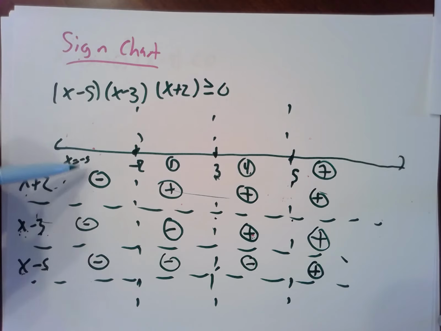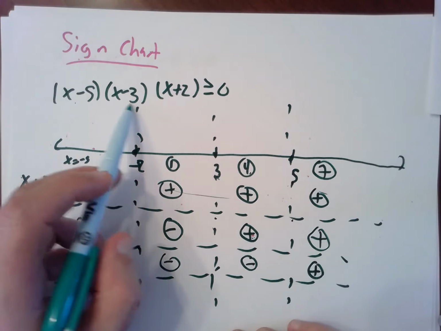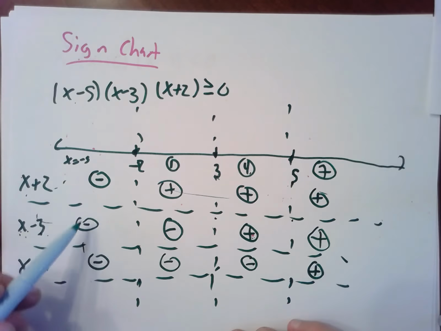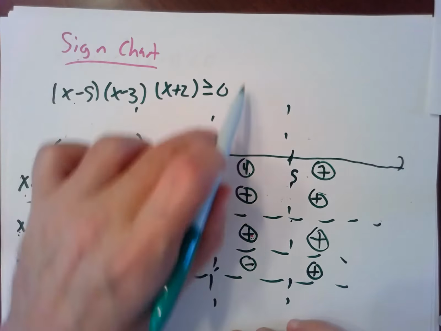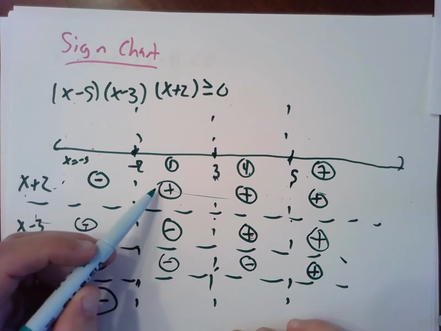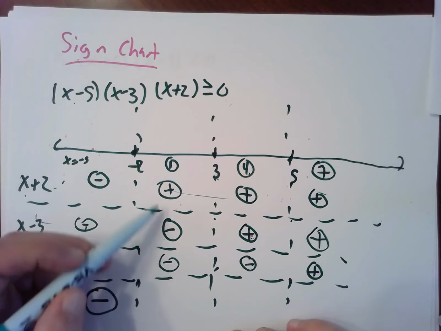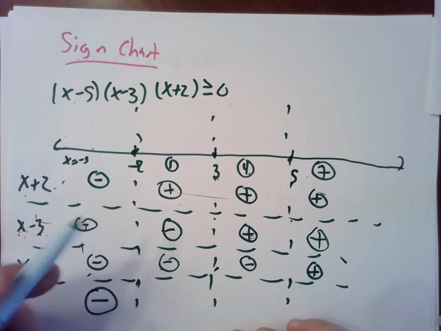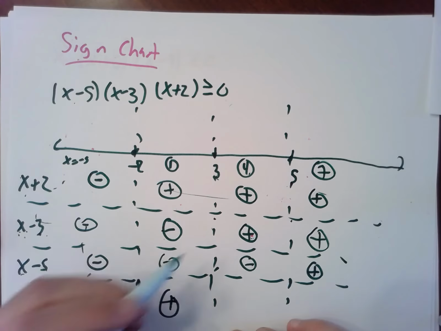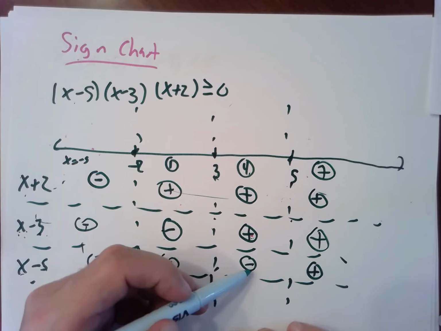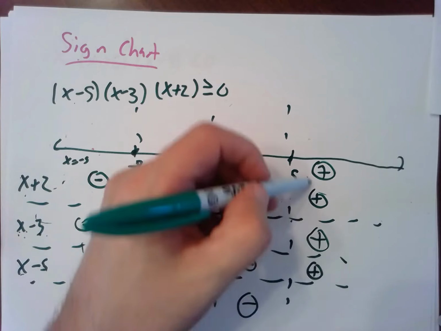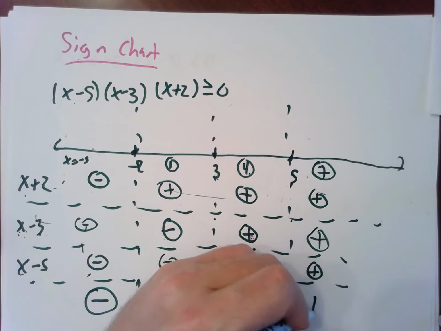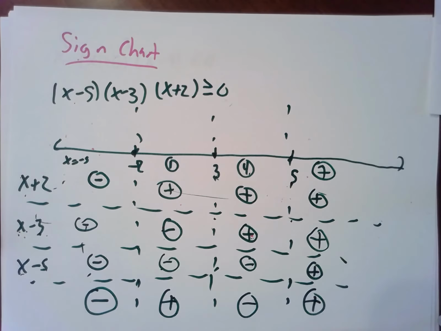Okay, so in this region, I've got a negative times a negative times a negative. That's 3 negatives multiplied together. 3 negatives would make the whole thing negative. This whole function is negative back there. In this region, a negative times a negative is a positive. Here in this region, I've got 1 negative. 1 negative is negative. And over in this region here, 3 positives multiplied together would be a positive.